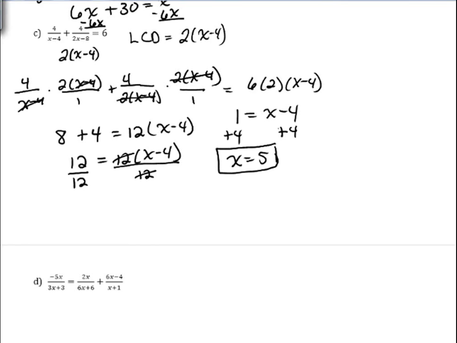Again, do a quick visual check. Will this x equals 5 cause us to divide by 0? Our denominator here was x minus 4, and this one is 2 times x minus 4. So the only thing that might cause us a problem would be 4. So x equals 5 is the solution for this example.